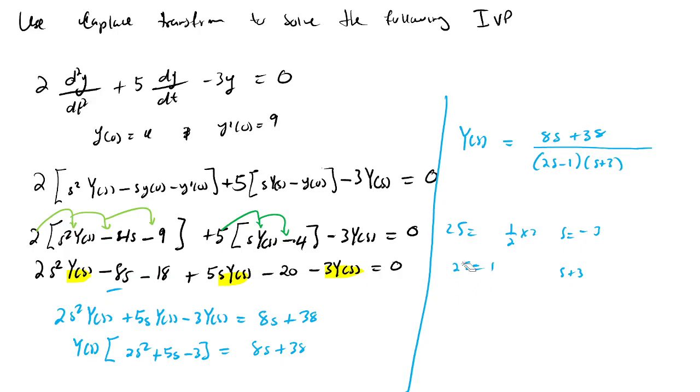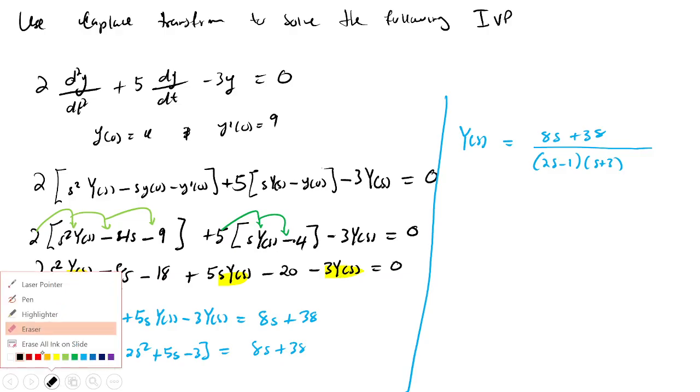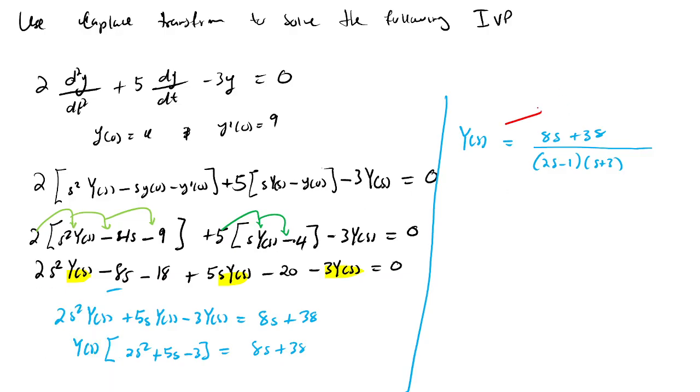So we have our Y of s equal to 8s plus 38 all over 2s minus 1 times s plus 3. How do we solve this? Partial fractions. Why? Because the exponent of the denominator is higher than the exponent of the numerator. So we're going to use partial fractions. Let's go to the next page.